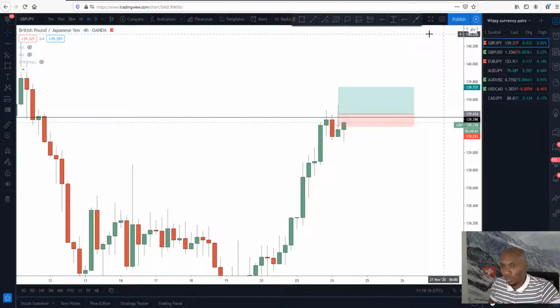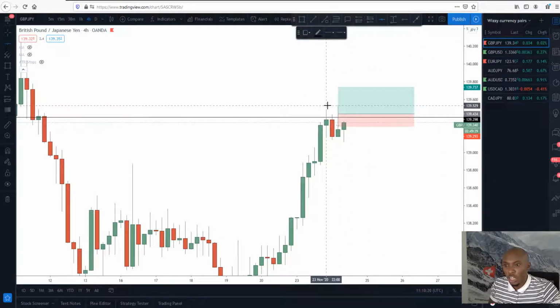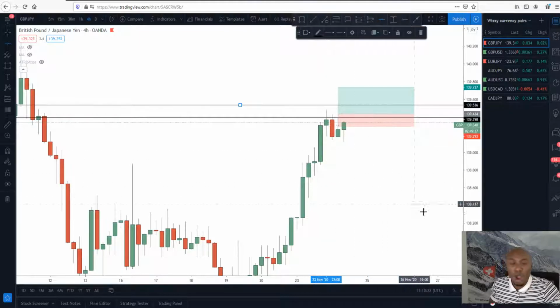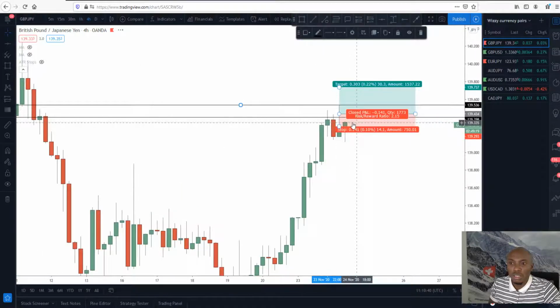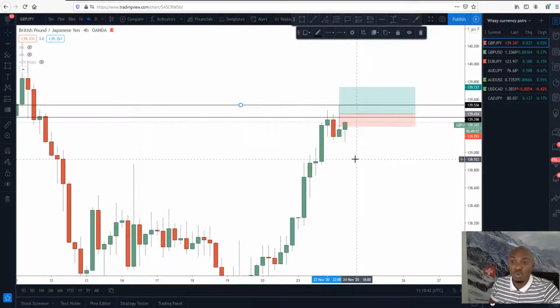I'll show you. When I was taking this trade, when the price broke, it was towards the end of the 4 hours candle. Let's go back again. Yeah, this was 11 o'clock. So I opened the trade at 11 o'clock, and the 4 hours candle will close by 12 o'clock.